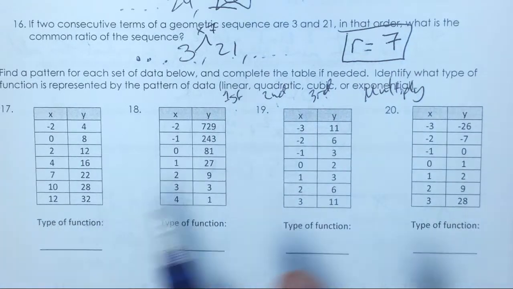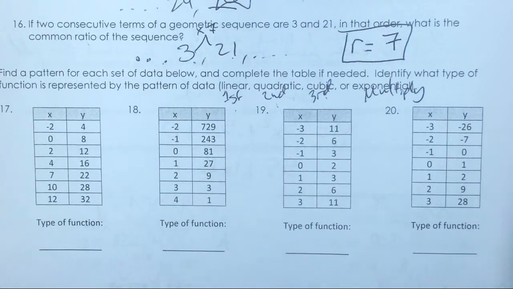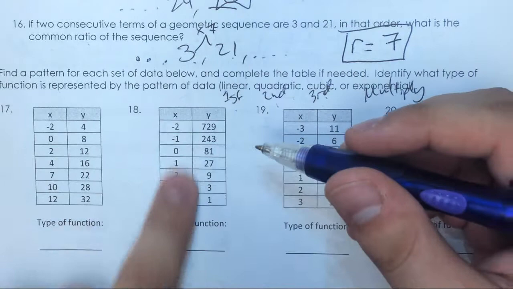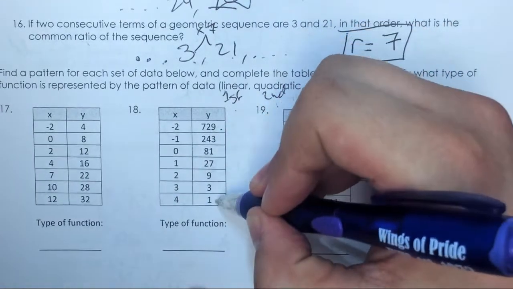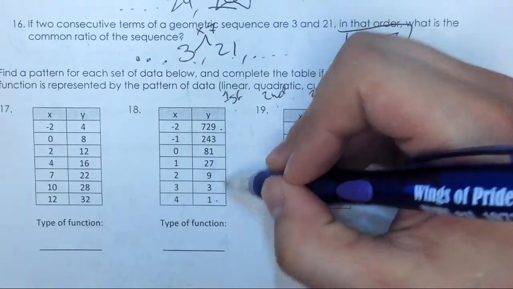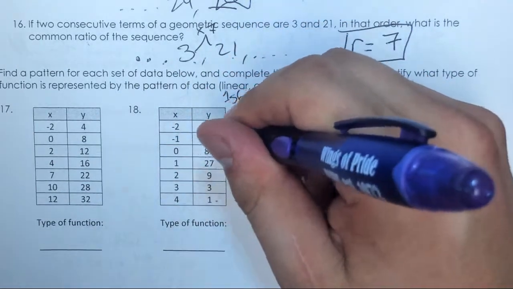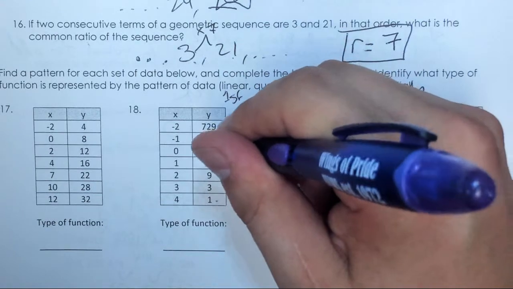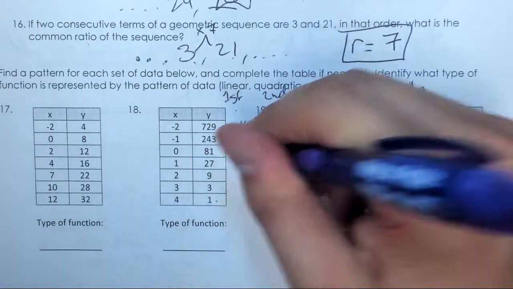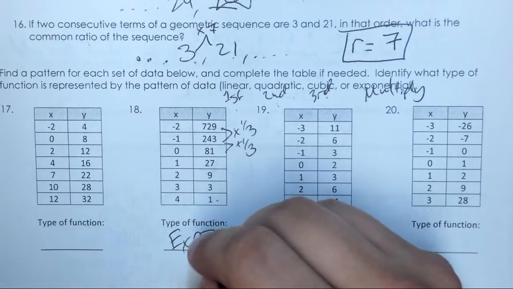Okay, so these ones right here, we can go ahead and do that, all right? Check out 18. 18, I told you, if it gets small really fast, you should be thinking it's a multiply pattern. And it actually is. This one, what we're doing in here is we are actually multiplying by 1/3 every time. Okay, so being a multiply pattern, you're an expo.